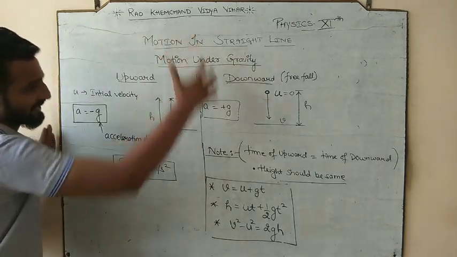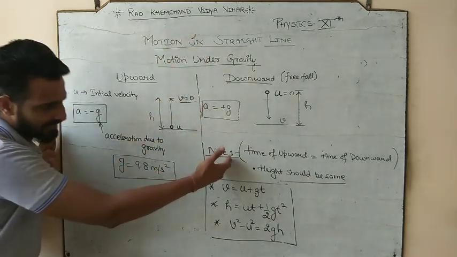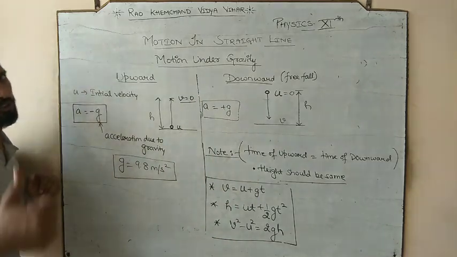So first of all, write down the information, motion under gravity, this note, all the three equations of motion, please.